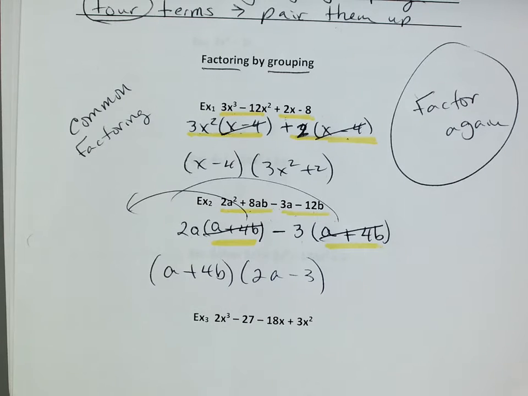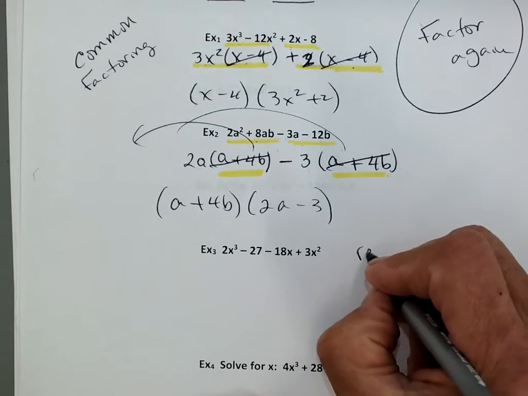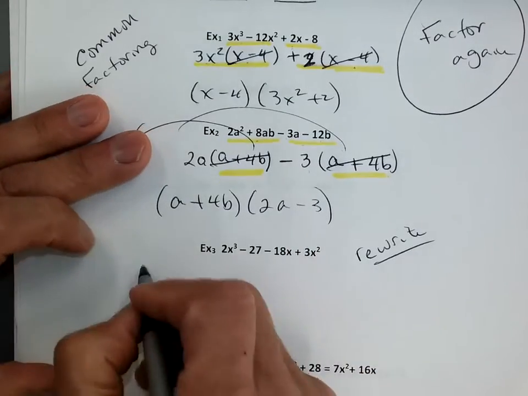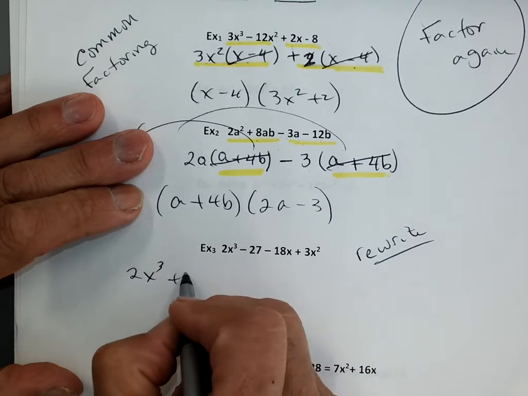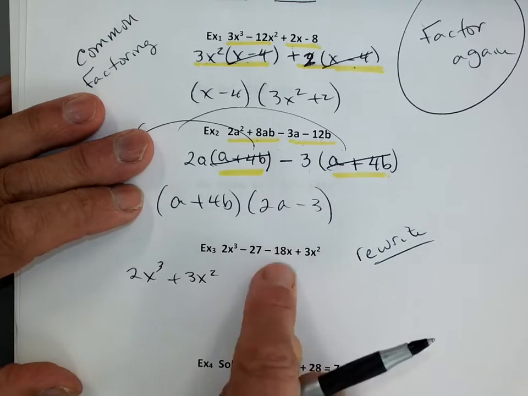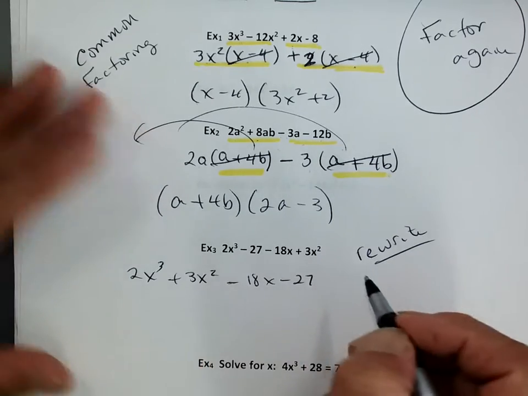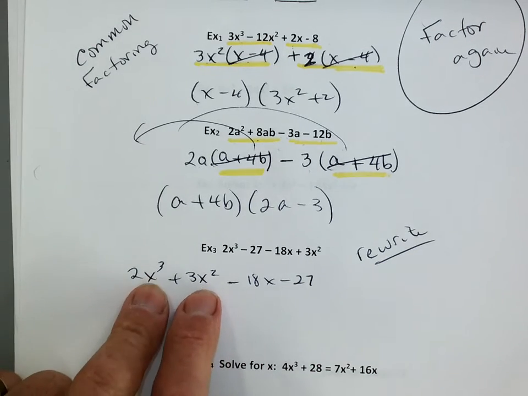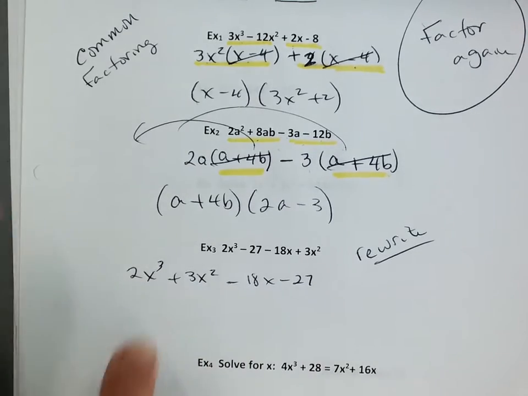All right, now example 2. Sometimes I like to rewrite before I factor, okay? So I might put the 2x cubed and the positive 3x squared together. And then I'd put the negative 18x and the negative 27 together. So you can regroup them and put them with the ones that make more sense, the ones that have more things in common. I think these two have more in common because you've got the x squareds, and these two have the multiple of 9. So let's group them up.